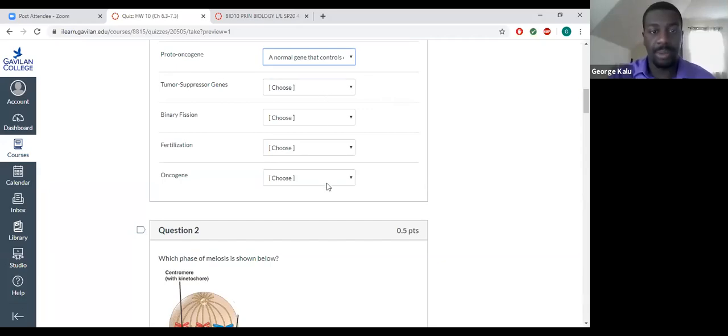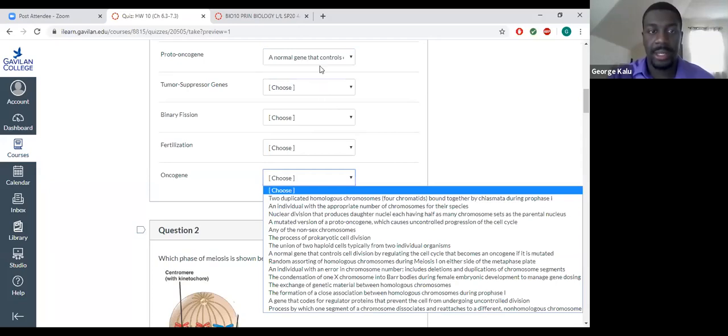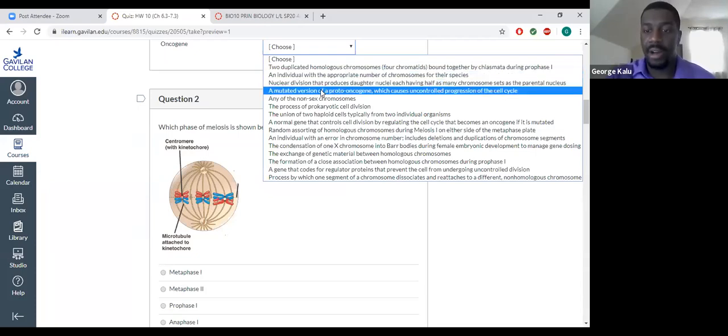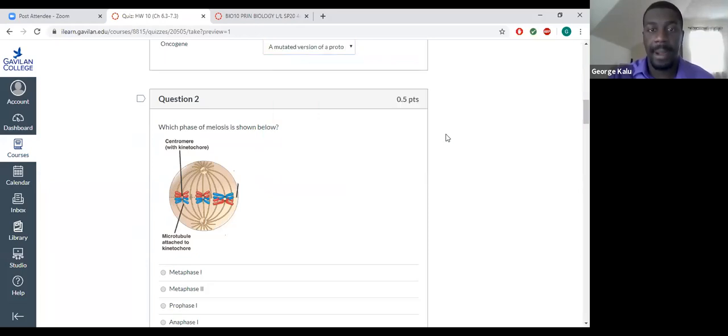Actually, while we're on that topic, we'll go and do the last one here. So an oncogene, as we just kind of talked about, is going to be a mutated version of a proto-oncogene. So that's going to cause uncontrolled progression of the cell cycle. It's going to basically cause the cell cycle to push forward before it's supposed to. Perfect.